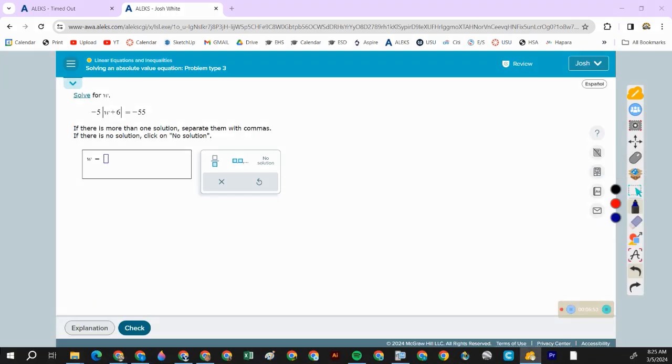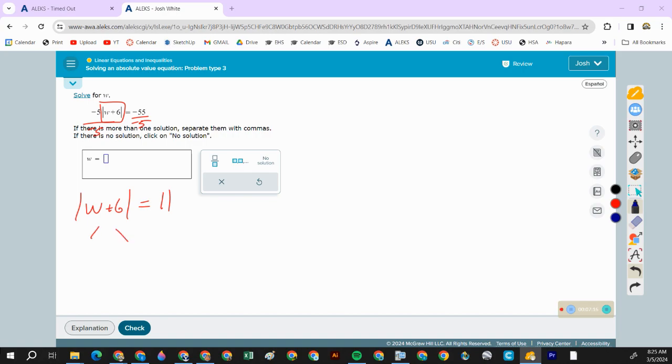All right. So here, I need to get the absolute value all by itself. I want to isolate this. So that is tied to the negative 5 using multiplication. So we divide by negative 5. And we get the absolute value of w plus 6 is 11.